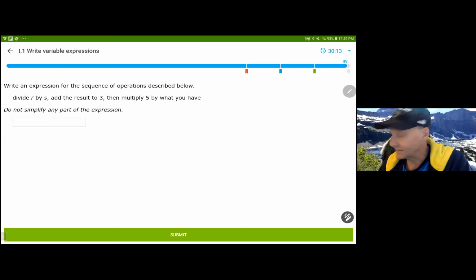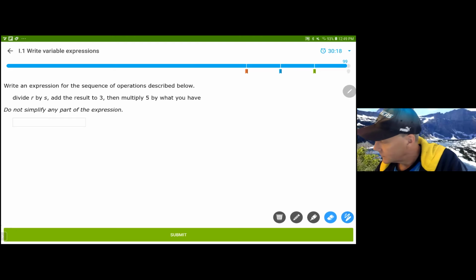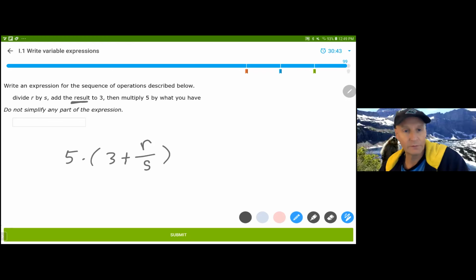Divide R by S. So I'm going to take R, and I'm going to divide it by S. I'm going to add the result of that to 3. Now, I don't absolutely have to put it in parentheses, but it does say the result. So I'm really supposed to put the parentheses around the R over S. Then multiply 5 by what you have. So that means taking 5 and multiplying it by the result of that. Now, because the R over S is a division and division comes before addition, it's okay to do this. Just be careful.